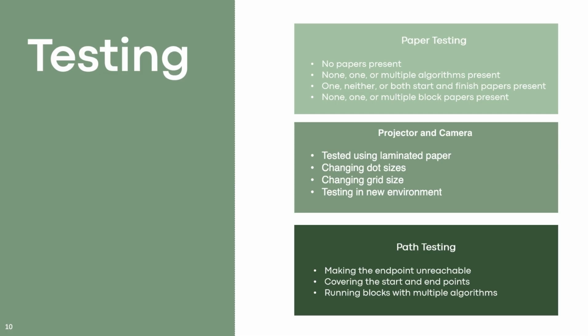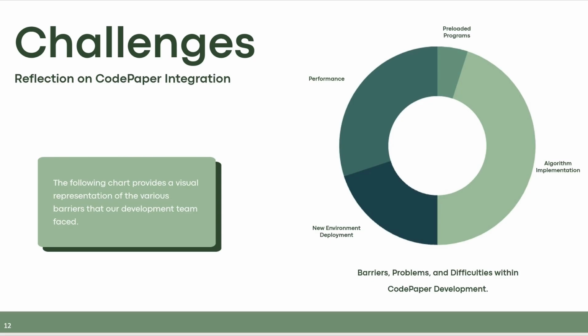For path testing, we tried making the endpoint unreachable, covering the start and end points, and also running blocks with multiple algorithms. An issue that we found through testing was that both algorithms were actually influencing each other. They were fine on their own, but as soon as you put them together, with blocks running specifically, there were some errors happening. So that was an important piece of our testing. So now we'll be talking about challenges.